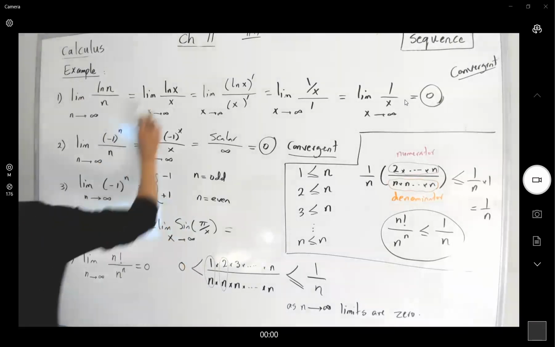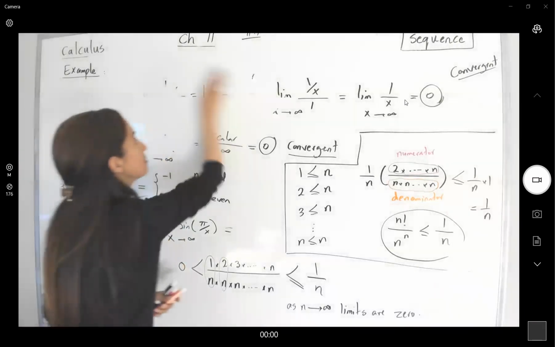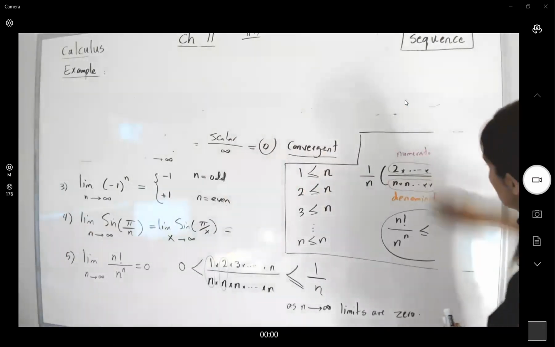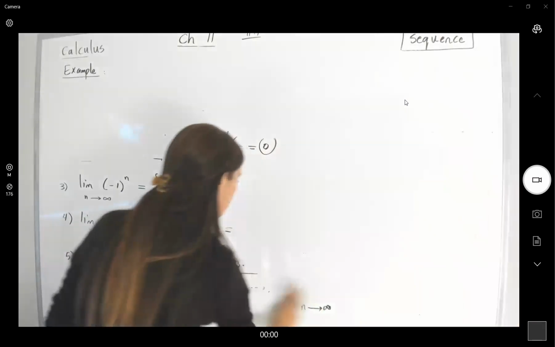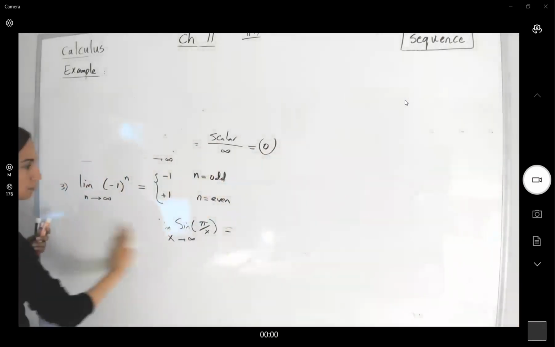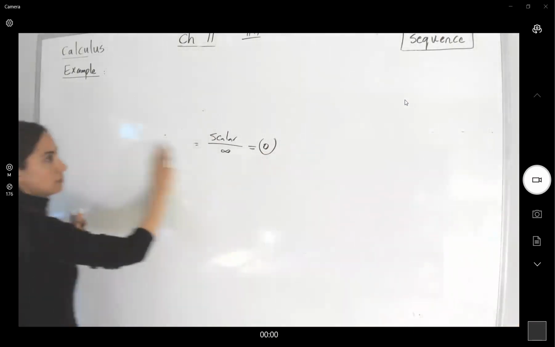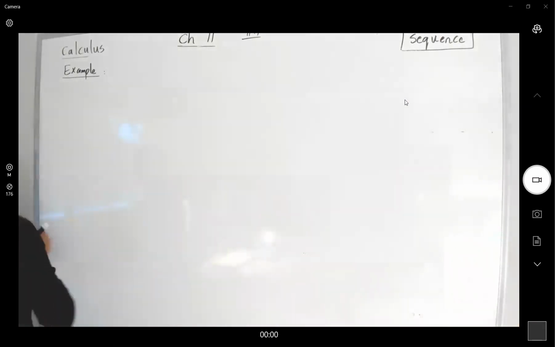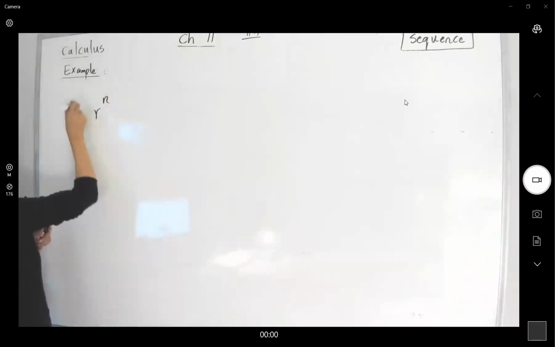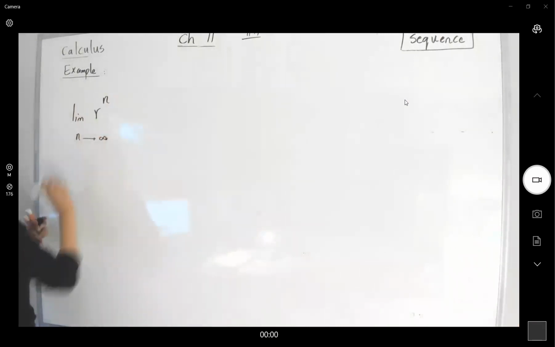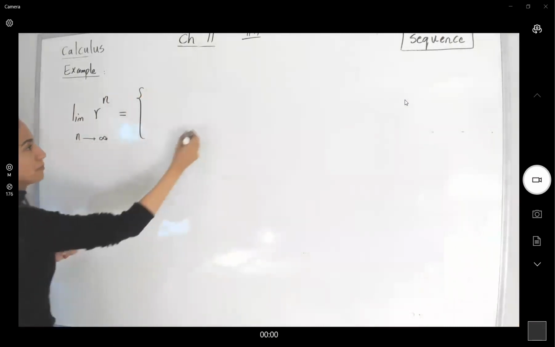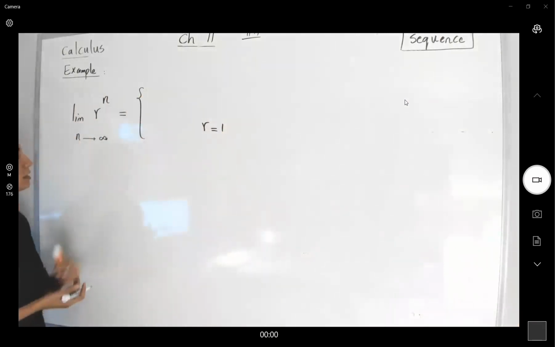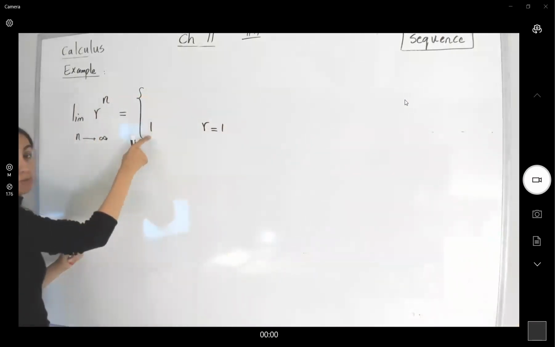Okay, so now think about this sequence, r to the n. r is a number. If r is equal to 1, then you have 1 to the power n, which is 1, so it's always convergent to 1.